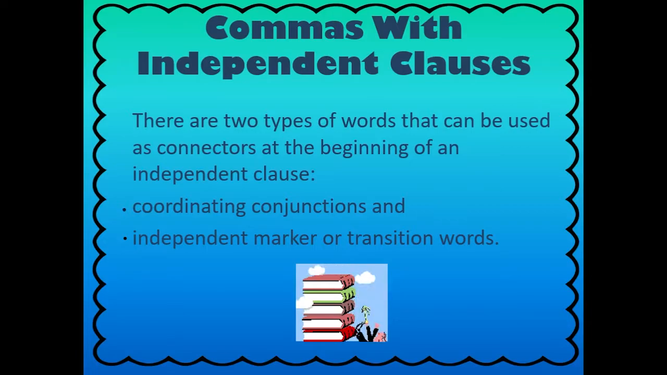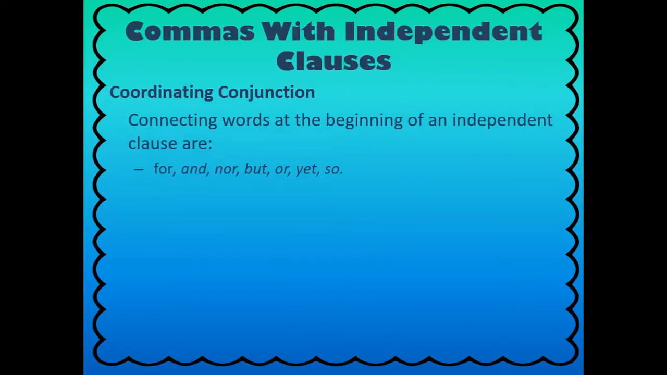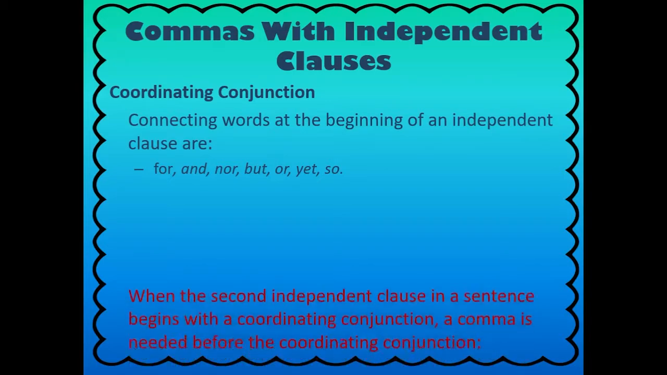Commas with independent clauses. There are two types of words that can be used as connectors at the beginning of an independent clause: a coordinating conjunction and an independent marker, or we'll call it transition words. A coordinating conjunction is connecting words at the beginning of an independent clause, and those are for, and, nor, but, or, yet, and so. So remember, if you see for, and, nor, but, or, yet, and so, we know that those are connecting words at the beginning of an independent clause.